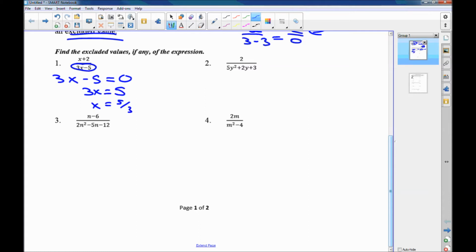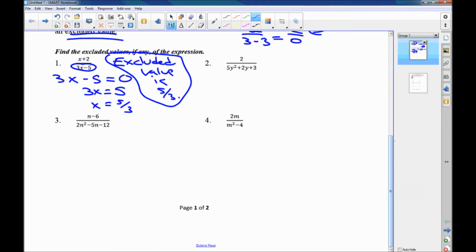So this would be 5/3. So if 5/3 was plugged into this, the denominator of this fraction would be 0, and that would be bad. So our excluded value is 5/3. Okay. Number 2 is a bit trickier.